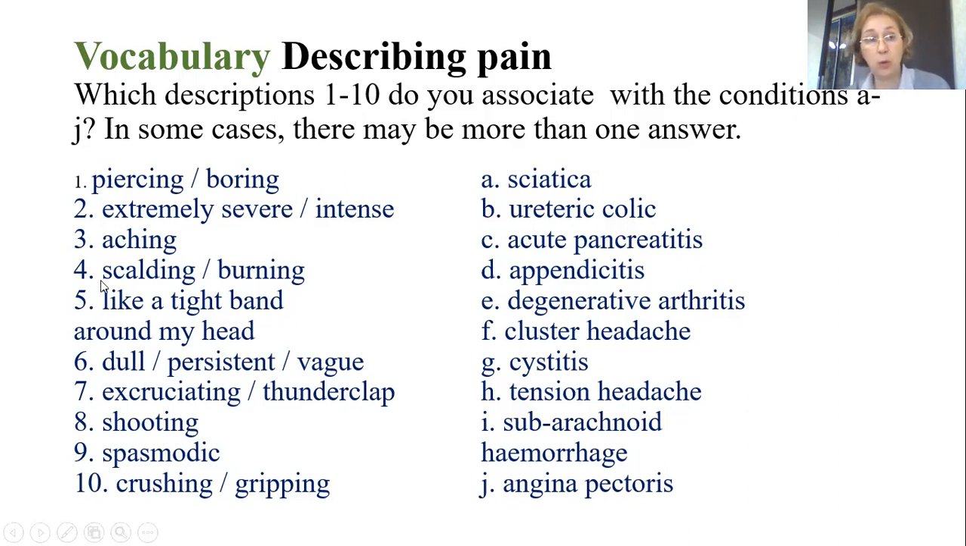Yeah. So if we speak about extremely severe, intense, what can be extremely severe or intense? Which a person can't stand, and which is very common. Headache? Headache, yes, it can be a headache, like, for example, cluster headache. Aching, aching what? Which word does it match with?